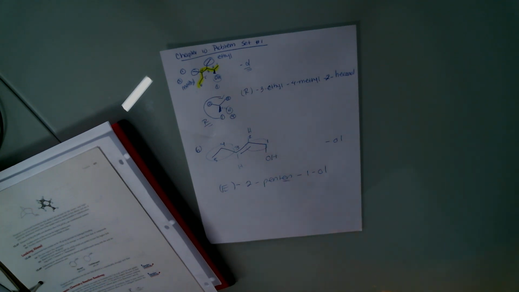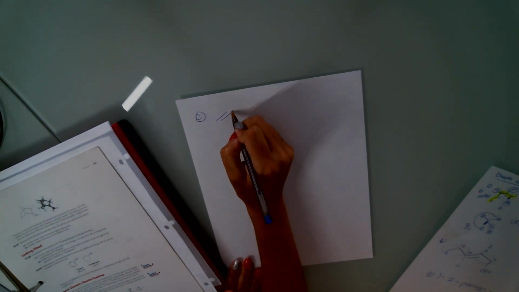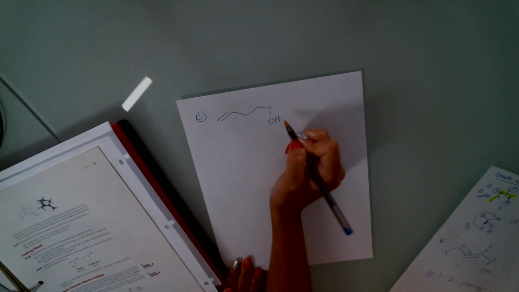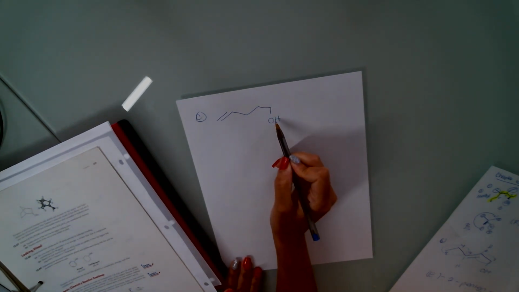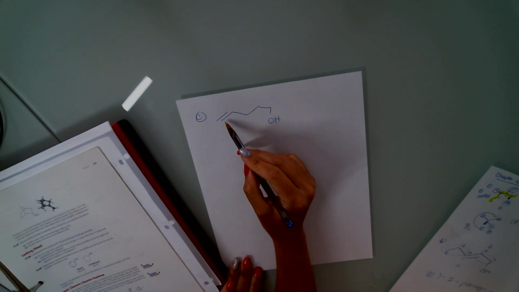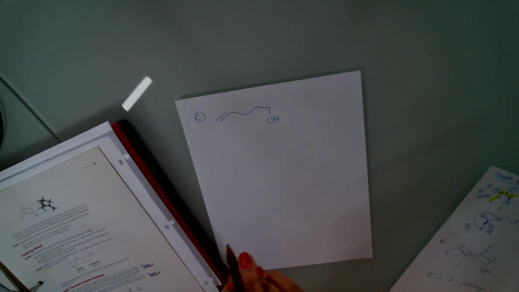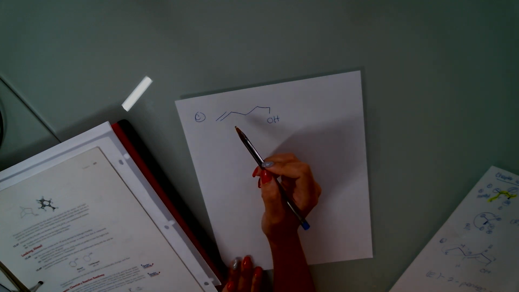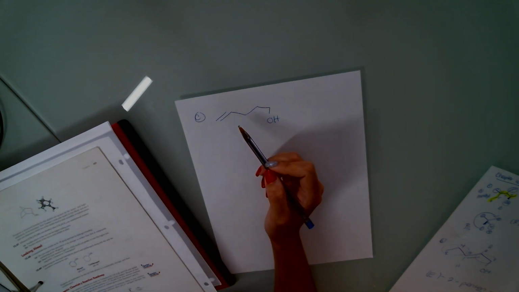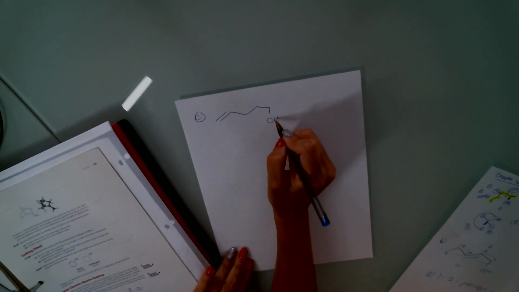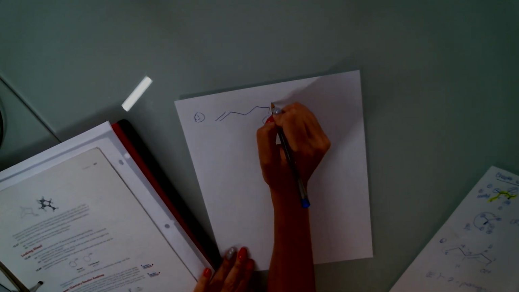Let's take a look at the next one. For C, here you have the OH and you have the double bond. So the question is, how do I begin with the numbers? You want to give the group with the highest priority the lowest number. So that group is the OH. So that will be carbon number 1, 2, 3, 4, 5.